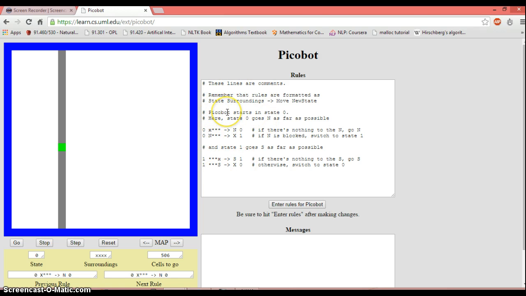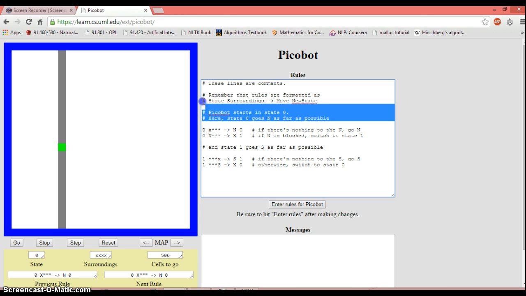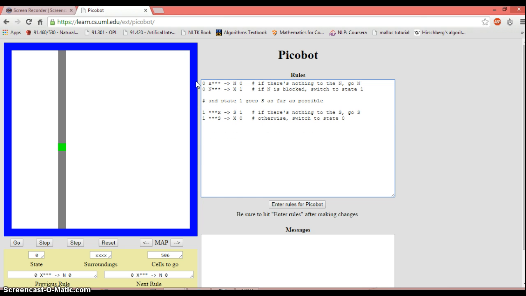There's a special way to format how you control the Picobot, and I'll describe that in a little bit. But basically, with all this writing, anything that begins with this pound symbol is a comment. So it's actually very helpful to read these comments. But for simplicity, I'm going to remove all comments, just so we can really see what's controlling Picobot.